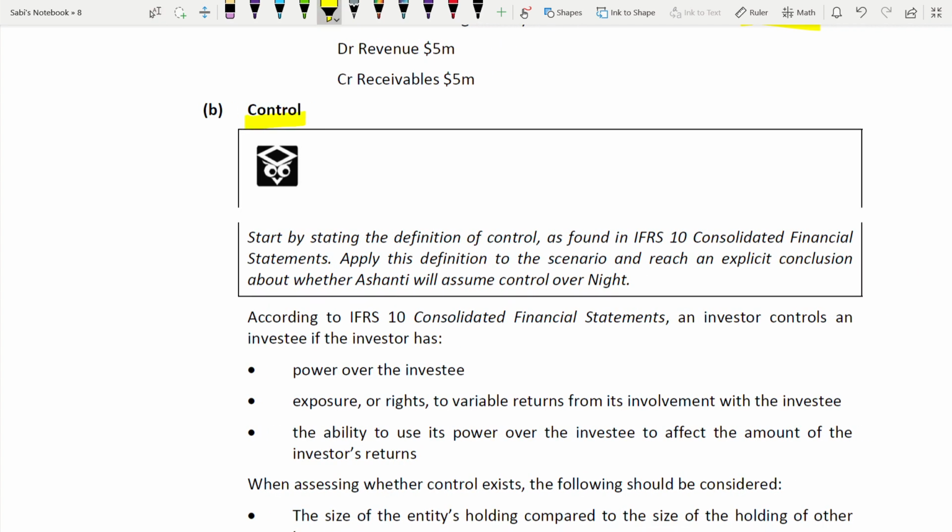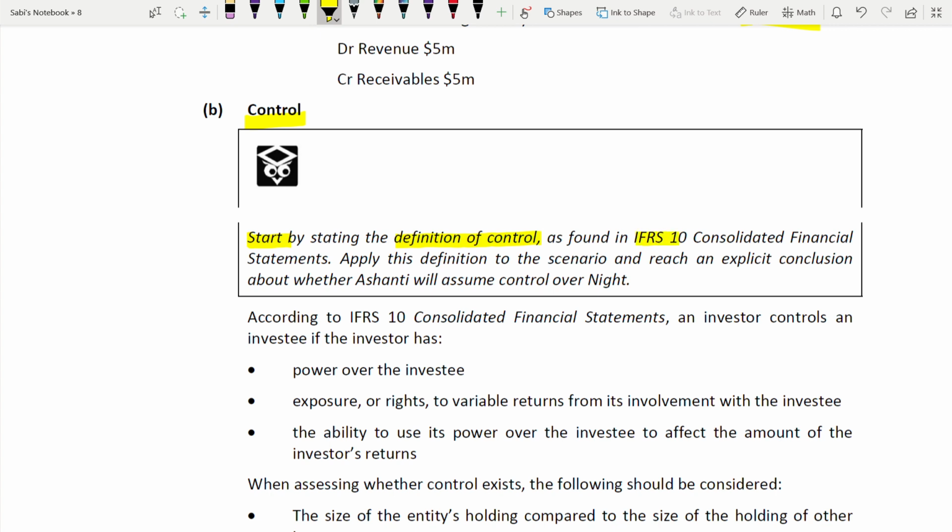So that is control. Okay. How do you start this? Look at what is given to you in the box. This is like a hint for you. They give you the key things and how to start. They told us to start by stating the definition of control. This is how you start.